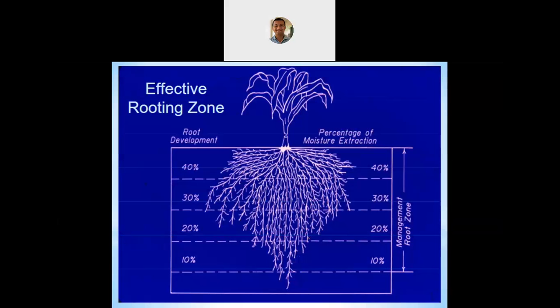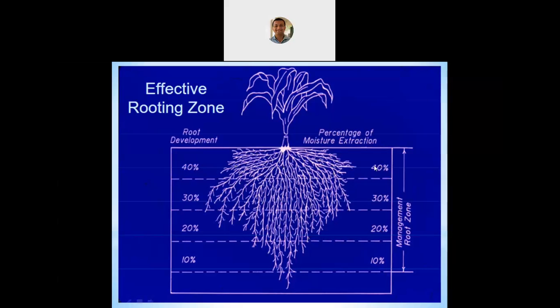Now, if we look at the effective rooting zone of a plant, this is a generalized picture depicting the rooting zone of a plant. We can see that the majority of the roots is present in the upper two soil layers, and the volume of the roots gradually decreases with the increase in soil depth. These roots are mainly responsible for absorbing water from the soil. So there is a thumb rule of 4, 3, 2, 1. That means the percentage of moisture extraction pattern shows that the majority of the water is absorbed from the top soil layer.